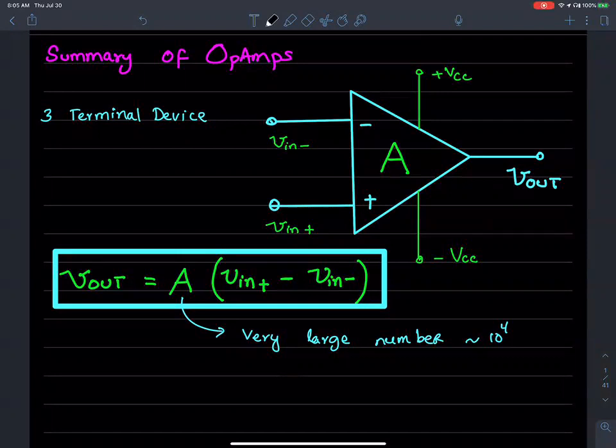The basic fundamental operation of an OpAmp in open loop configuration, okay? When the output is not tied back to the input, that's open loop, right? So what happens is the output is an amplified version of V input positive minus V input negative. So that guy multiplied by A, where A is the open loop gain, and it's a really, really large number.